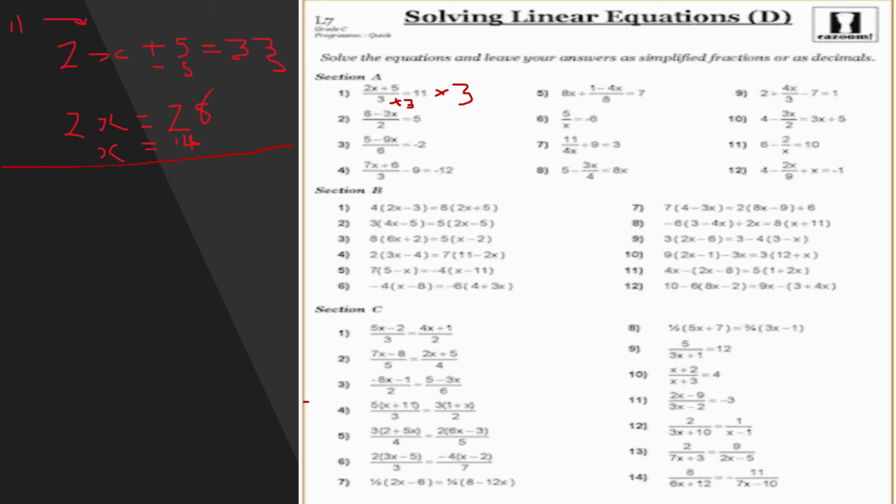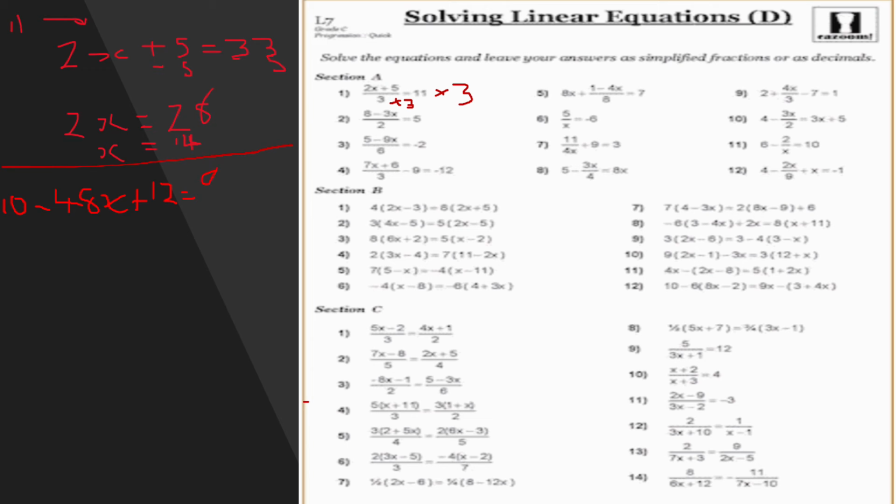Okay, so let's try question 12. So I've got 10 minus 6 times 8x minus 2. Minus 6 times 8x is minus 48x, and then minus 6 times minus 2 is going to be positive 12. So expanding that first bracket, that is equal to 9x minus 3 minus 4x.